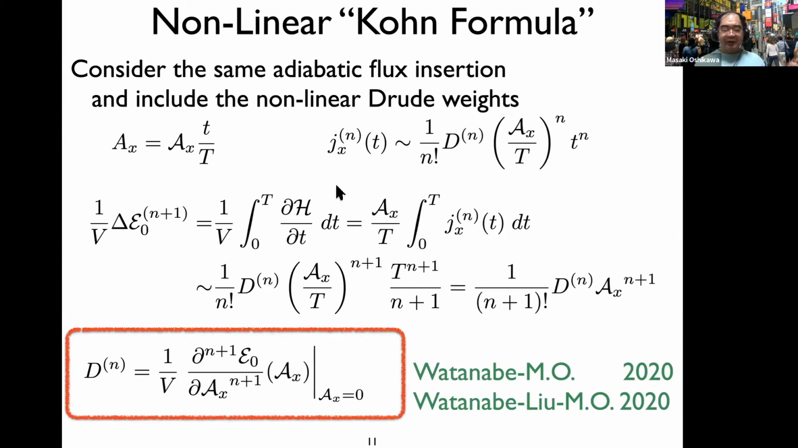But I have derived a general identity between the energy increase and this integrated current. So we can also use this relation for nonlinear response of the current, and then compare each side of this identity order by order. Then what we find is simply that this nth order nonlinear Drude weight is related to the higher order derivative, the n+1 derivative, of the ground state energy with respect to the vector potential.